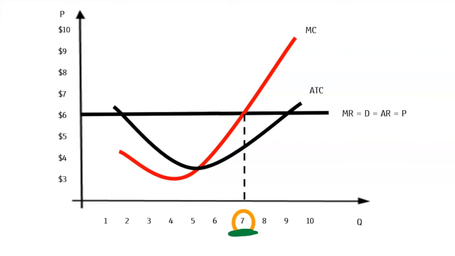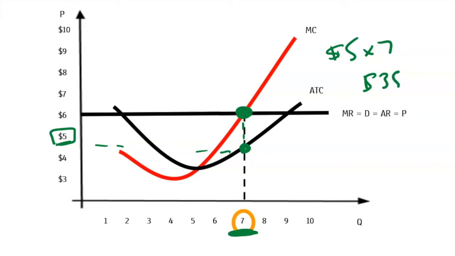Instead, what we have to do is go to where MR equals MC and just see where it hits our average total cost curve on the way down. So right here. And then we're just going to go across, and let's say this is $5 here, right? And so our total cost is just going to be the $5 times 7. So the total cost is then $35. So here, this area in green represents the total cost of producing.